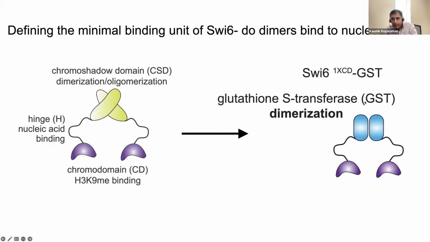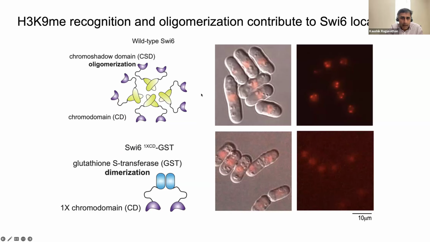Okay, so what happens if we actually express 1xCD GST, which is proteins that only have one chromodomain that can dimerize only to form a dimer of SPY6 molecules? And what you can actually see here is data from wild-type SPY6. You can actually see what I told you earlier about these proteins. They localize to the centromeres and telomeres, giving rise to cells that display 3 to 4 foci in each cell. However, if you express this 1xCD GST, despite its ability to recognize and bind H3K9 methylation, given that this chromodomain is intact, it is unable to now bind to sites of H3K9 methylation.